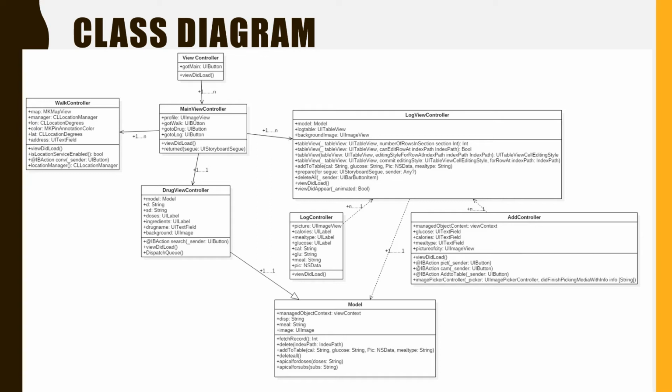And then if you click on a single table cell, which would be one log, it goes to something else called the log controller. The log controller would display the picture, the calories, the meal type, and the glucose. The log controller calls the model, and it gets the data by that selected row and index. And that's how my class diagram is, and how my app is broken down.